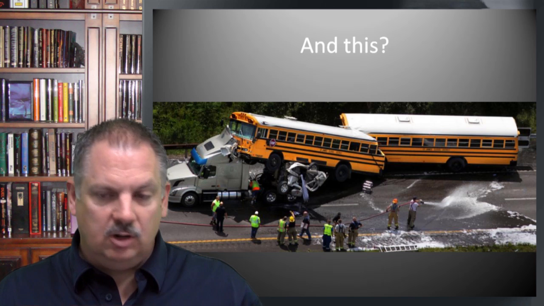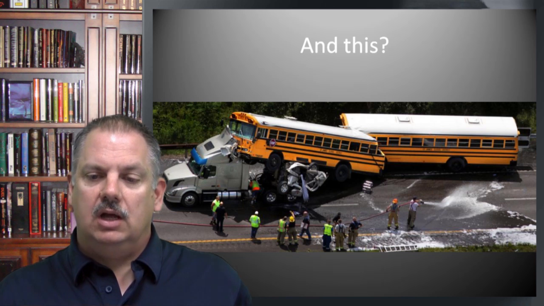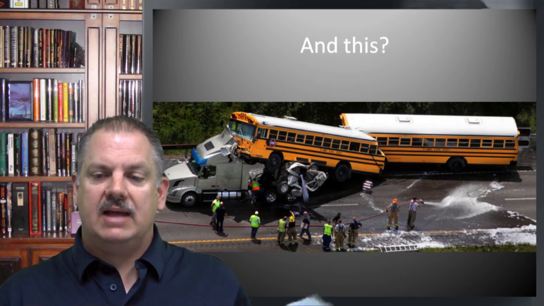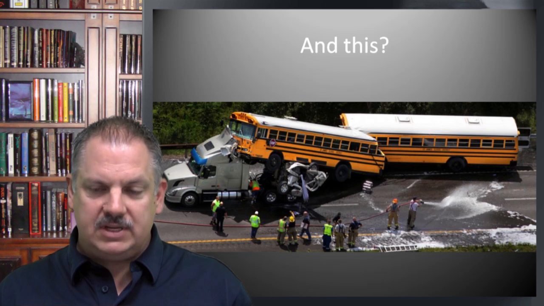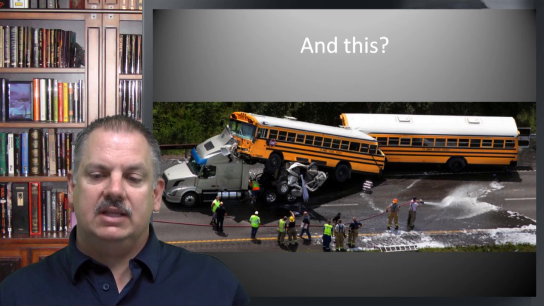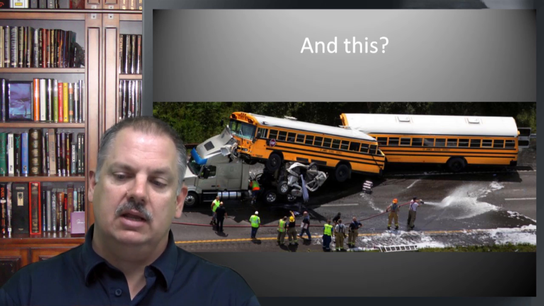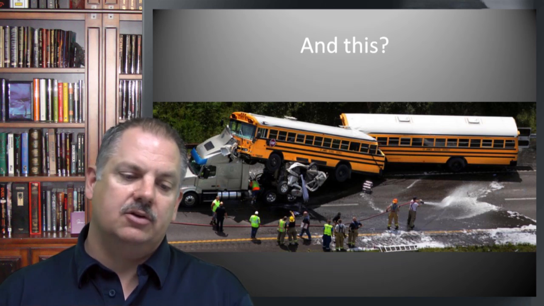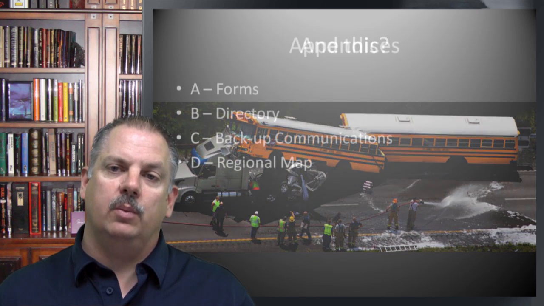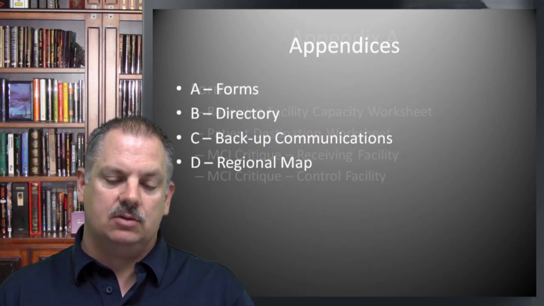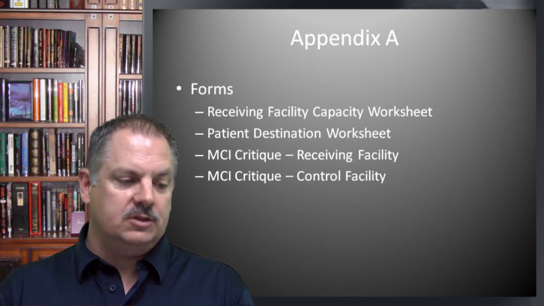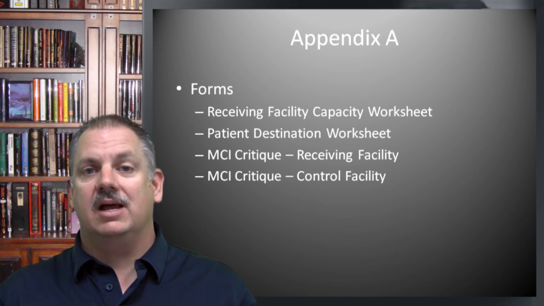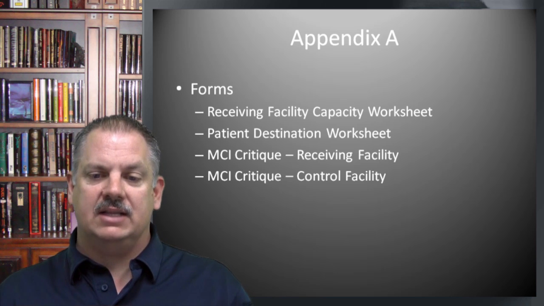So we're rolling through this one a little bit faster. There are some forms: the receiving facility capacity worksheet, and again, these don't necessarily pertain to folks in the field, then the patient destination worksheet, and then the MCI critiques. The critiques are what we do when we pull together at the end of an exercise or at the end of an incident to review what's been done and what we can do better, so next time those challenges don't present themselves.